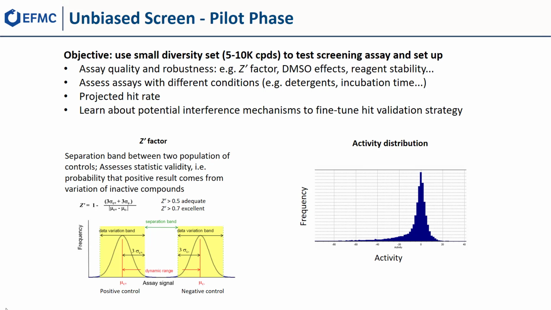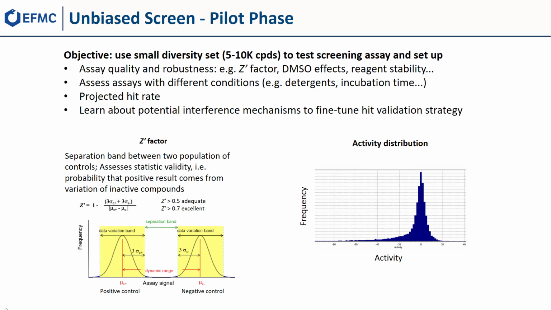The idea behind this is that because every biological assay is variable, you want to assess the statistical validity of your assay, meaning the probability that a positive result comes from the variation of the inactive compounds. A Z prime over 0.5 is considered adequate, but of course you would aim higher, and 0.7 is considered excellent.